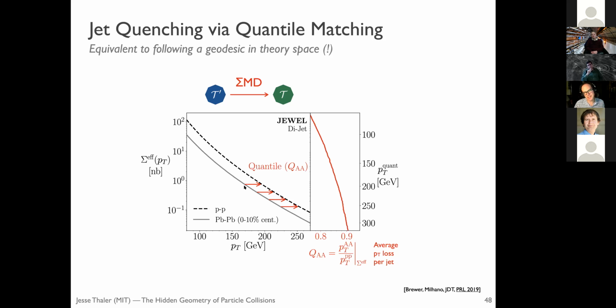And this is the contrast with what was typically done in the heavy ion literature, which is you compare things vertically. You say, fix the PT and ask, well, how is the cross-section different? But to the extent that you think that it's roughly the same jets being produced in vacuum and in a medium, it's just that the medium jets have been modified, then this horizontal mapping is the more natural thing to do.